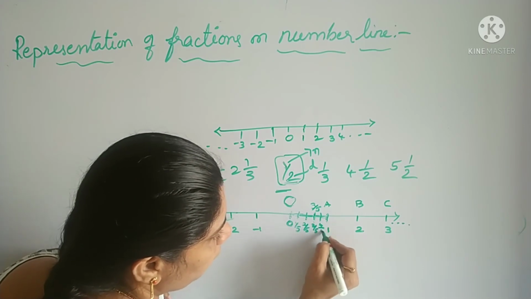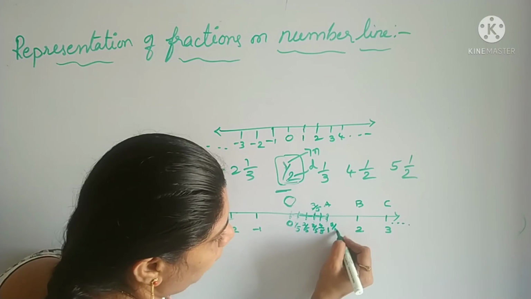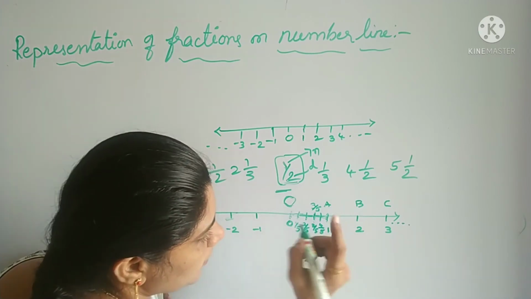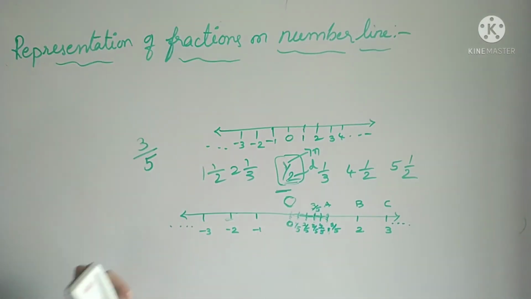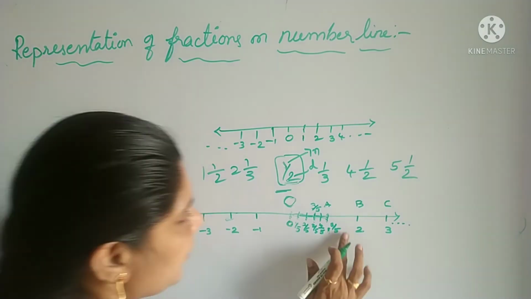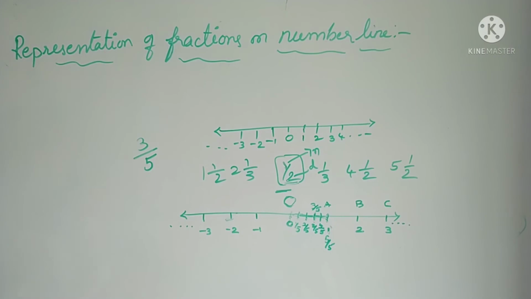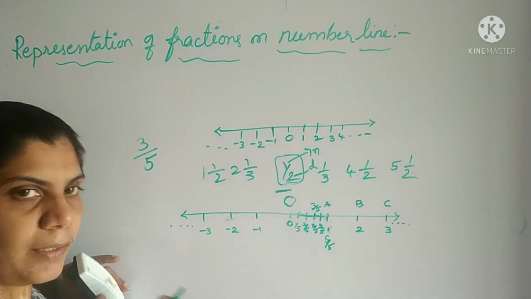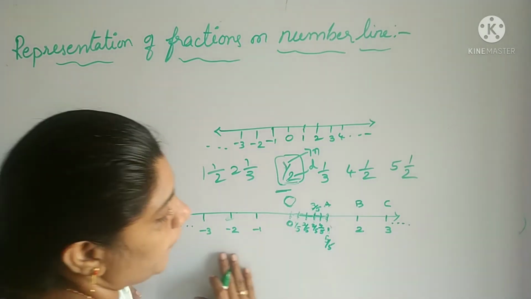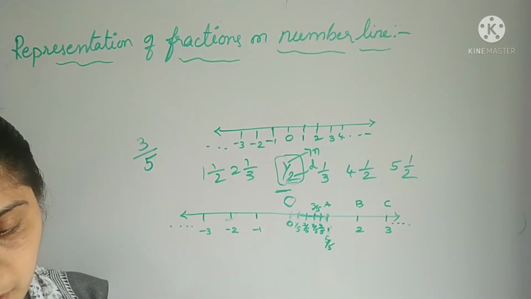Next will be 4 by 5 and next will be 5 by 5. So 5 by 5 will be cancelled, and again you get 1. Understood? 5 by 5 means again you get 1 only. Are you getting this one? Yes. This is the way you have to represent the given fractions on the number line.